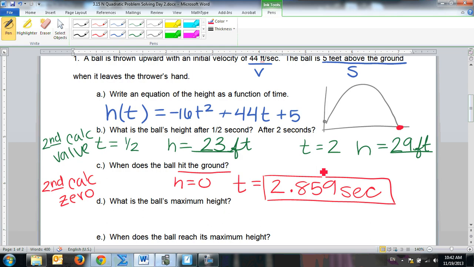Okay. Now we are asked for the maximum height. The maximum height is this point right up here, right? The vertex. That's the max height. So what we're going to do is second, calc, max. So let's try that.